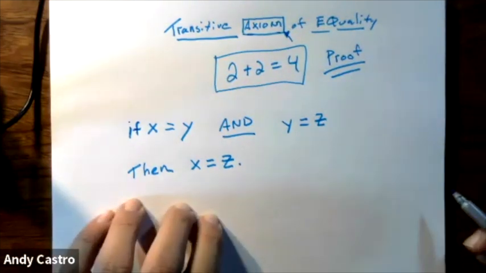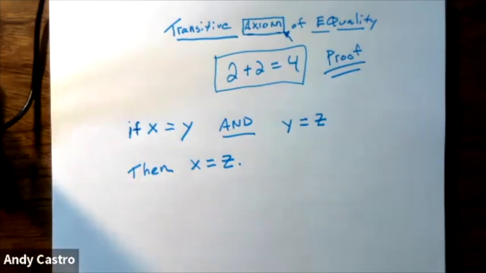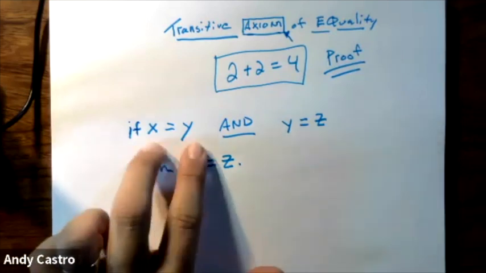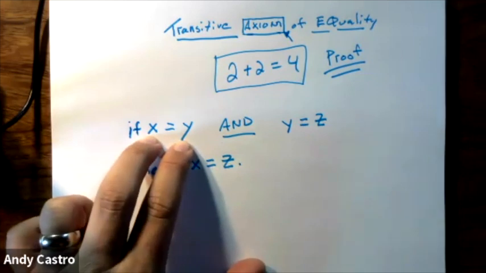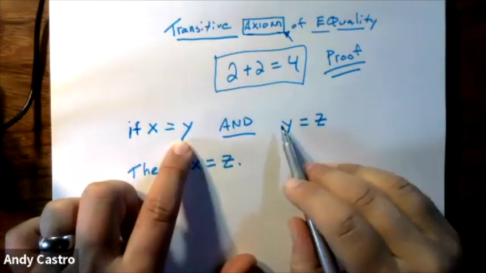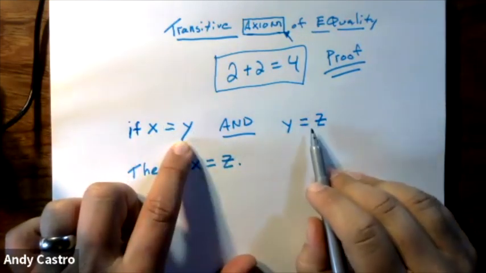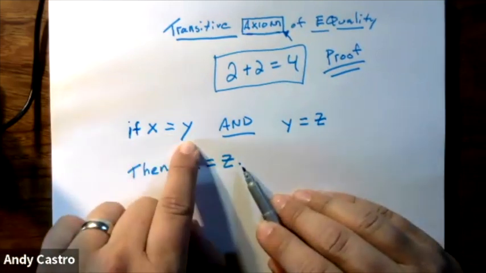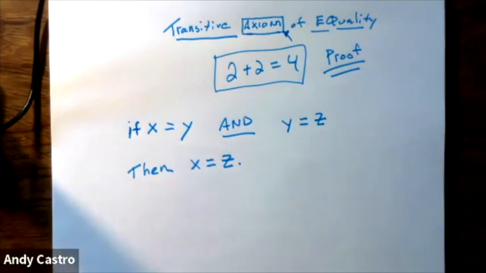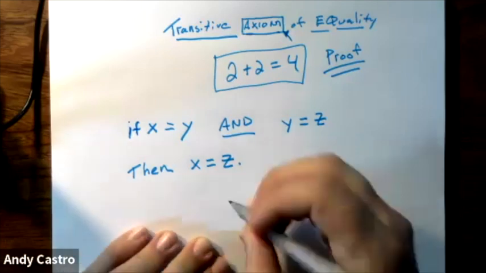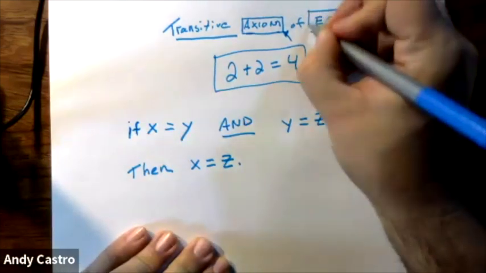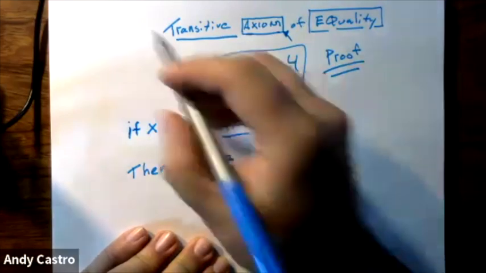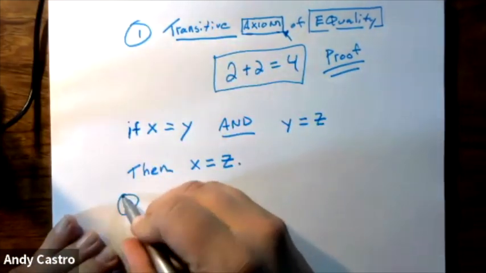This is going to become very important, especially moving forward with solving equations. If two things are known to be equal, and one of those two things is equal to something else, then the two outside things are equal to each other. So if x is equal to y and y is equal to z, then x is equal to z. All right, so there are going to be three axioms of equality we're going to talk about. That's the first one. Here's the second one.